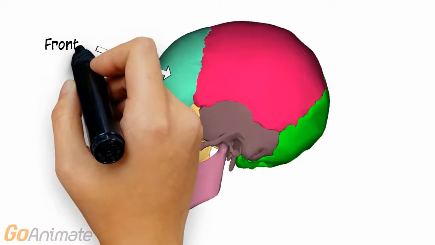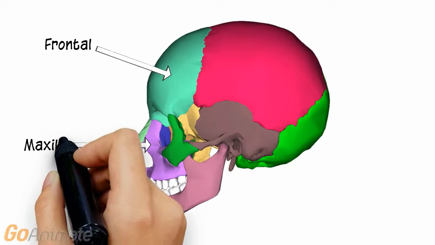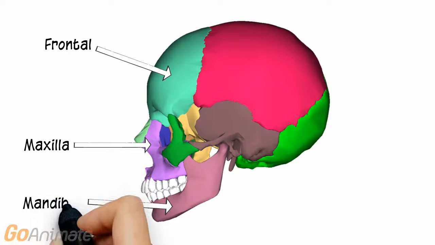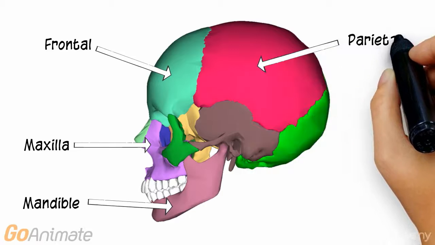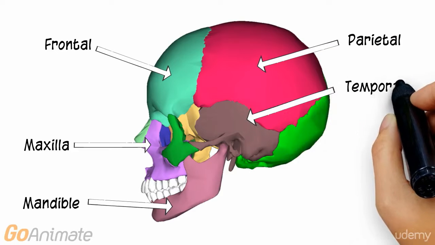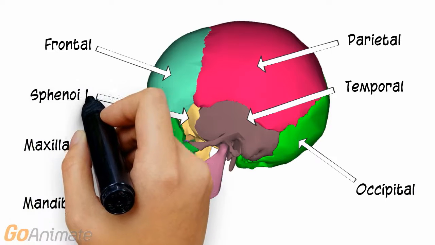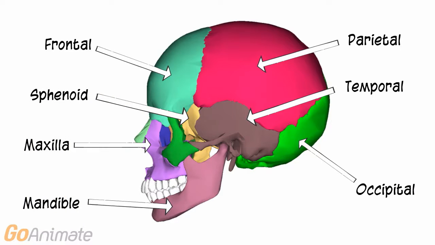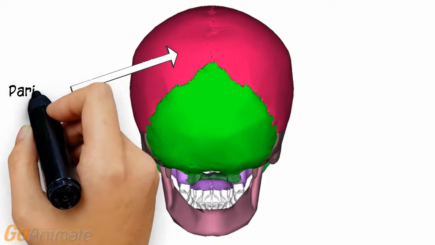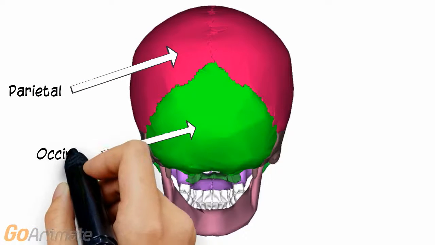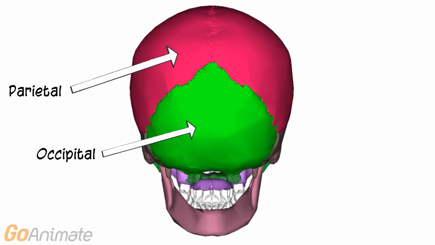In this lateral view, we again see the frontal, maxilla, and mandible, as well as the parietal, temporal, and occipital bones. We also see a portion of the sphenoid bone in this view. In this posterior view, we see both parietal bones and the occipital bone.